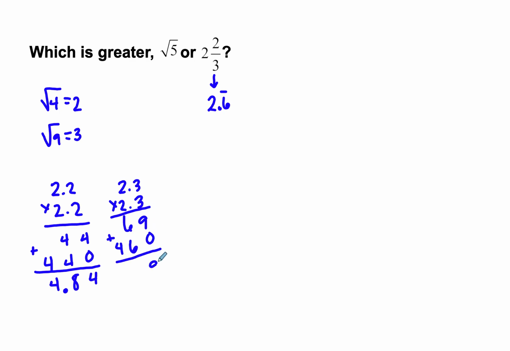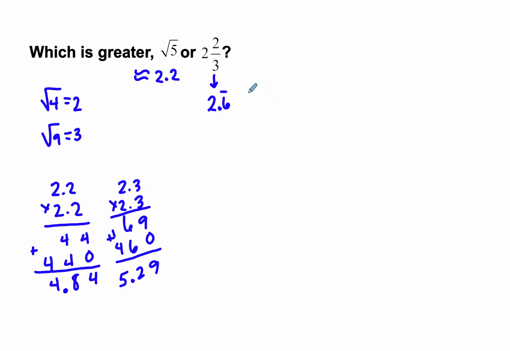9 plus 0 is 9. 6 plus 6 is 12. 1 plus 4 is 5. Oof, okay, so it's pretty close between these two. It's a little closer to 2.2. So this one is approximately 2.2 to the nearest tenth.